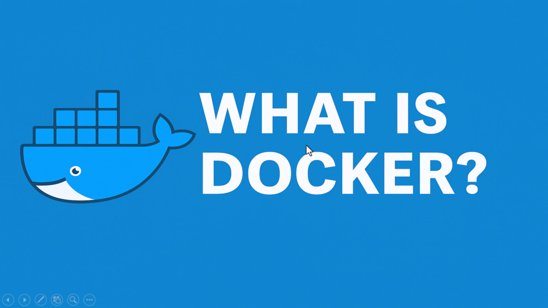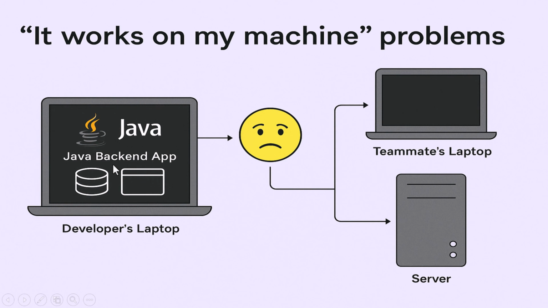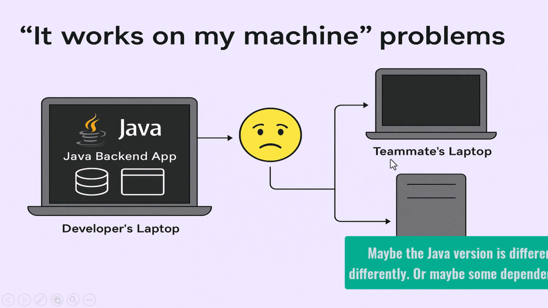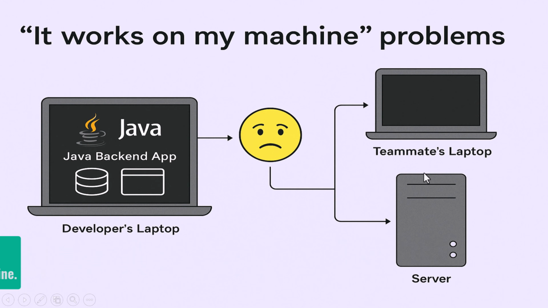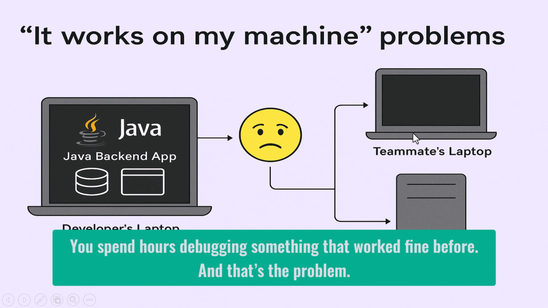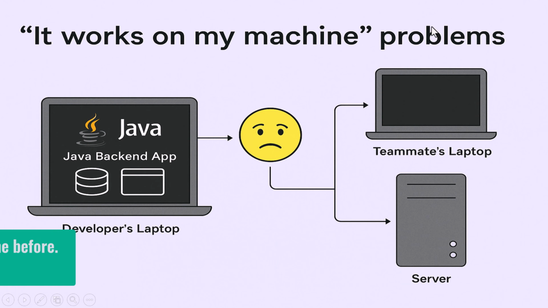Let's say you are working on a Java backend app. You've got it running perfectly on your laptop. It connects to a database, talks to a front end, everything's smooth. Now you hand that project off to a teammate or try to deploy it to a server, and suddenly things break. Maybe the Java version is different. Maybe the operating system behaves differently. Or maybe some dependency just isn't installed on the new machine. You spend hours debugging something that worked fine before, and that's the problem. These "it works on my machine" problems have haunted developers forever. Docker solves that cleanly and completely.